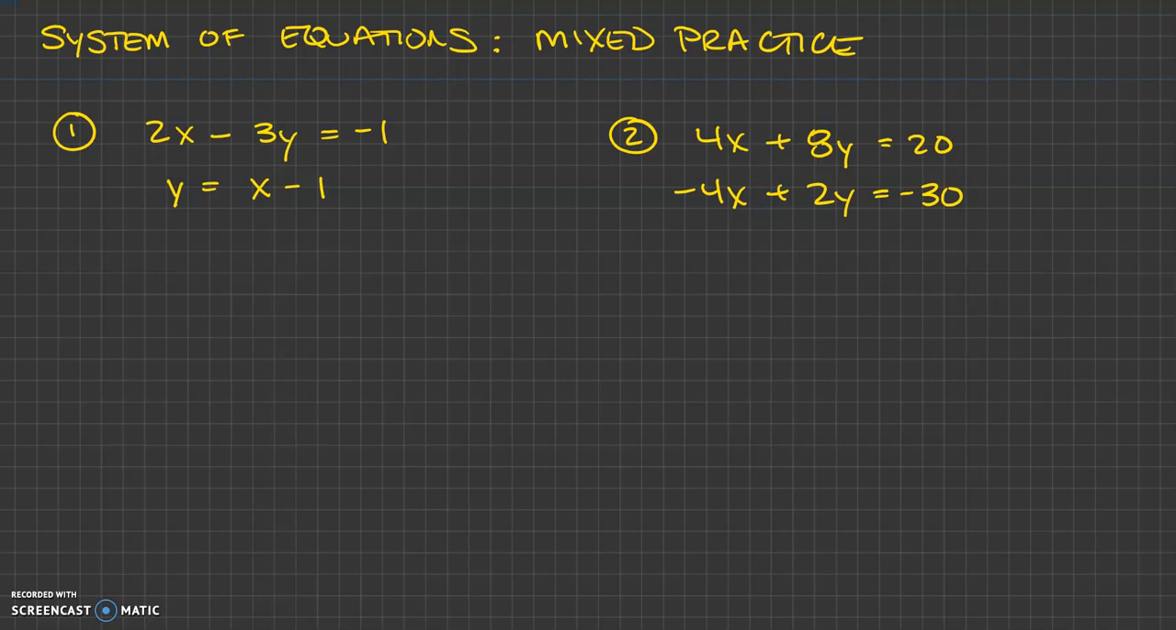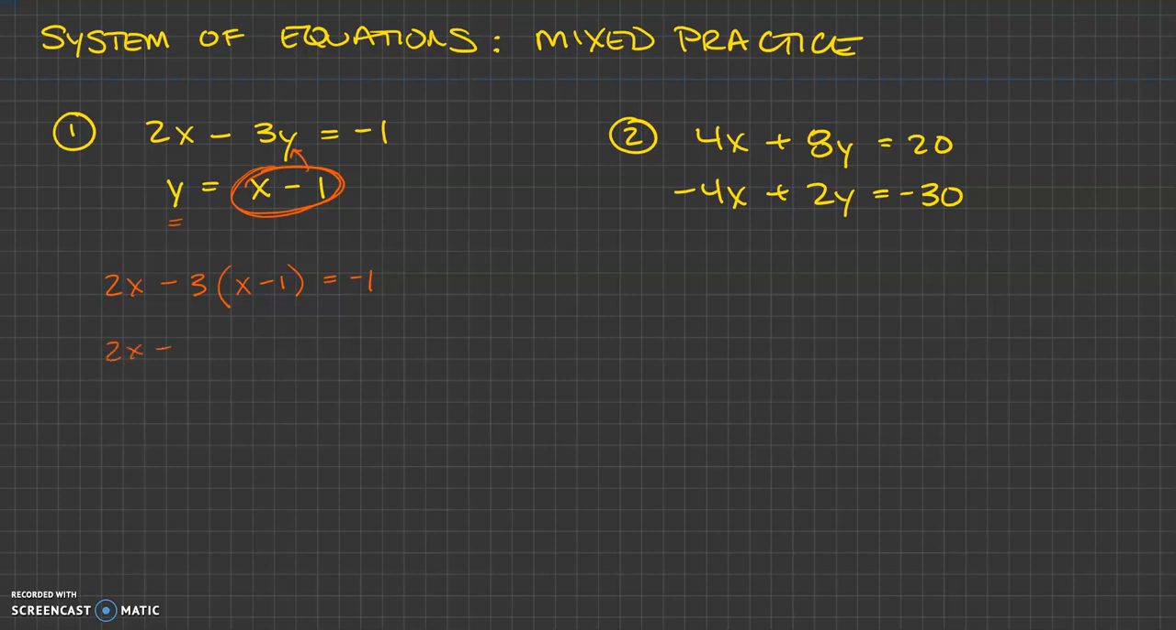We're going to look at problem number 1. This is a substitution problem. I already have it in the form of y equals something. So I'm going to take x minus 1 and plug it in for y. 2x minus 3, open parentheses, x minus 1, equals negative 1. There again, y equals x minus 1. So I'm able to substitute it in for y.